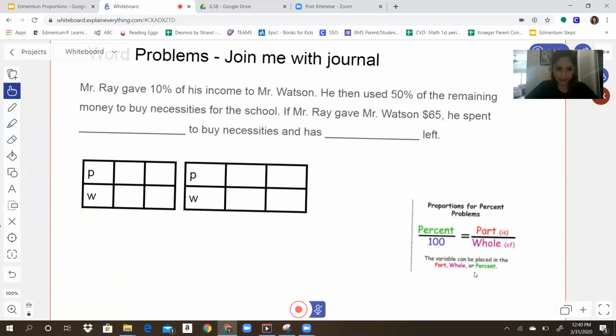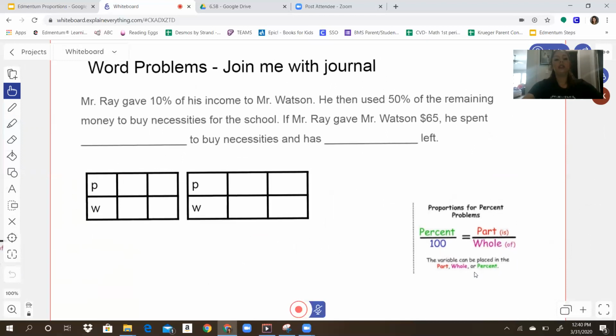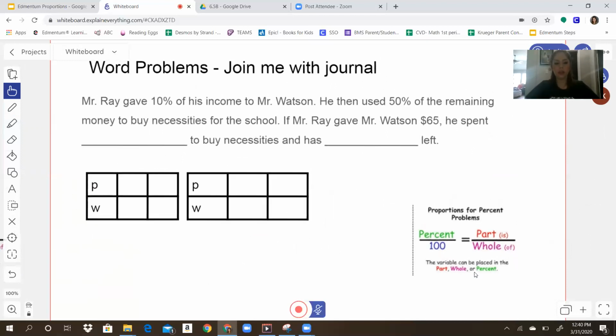Okay, now this is the final problem. Okay, so again, take notes on this one. This will help you with your mastery tests. Mr. Ray gave 10% of his income to Mr. Watson. He then used 50% of the remaining money to buy necessities for the school. If Mr. Ray gave Mr. Watson $65, he spent how much to buy necessities and has how much left?